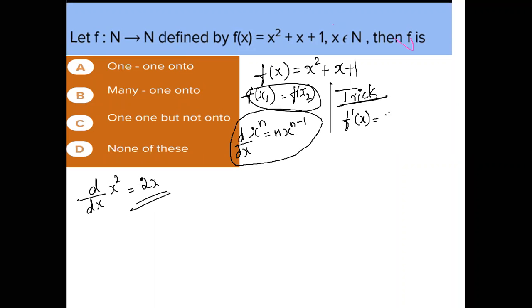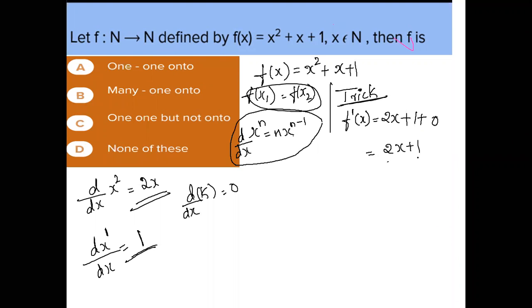F dash of x is 2x plus. What is the derivative of x? In the place of n we have 1, so it is 1. Good. What is the derivative of a constant, students? 0. Good, Subramanya. Derivative of a constant is 0. So what is f dash of x now? F dash of x is 2x plus 1. Correct?